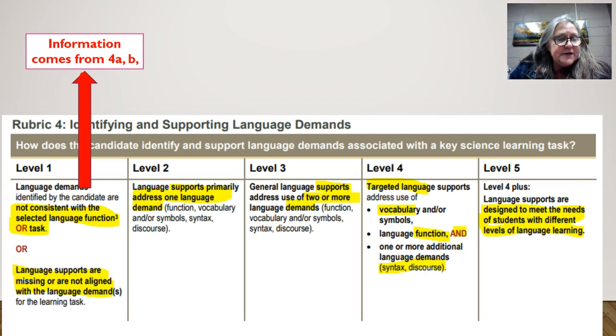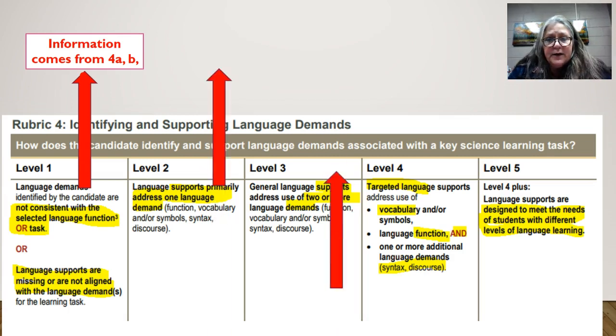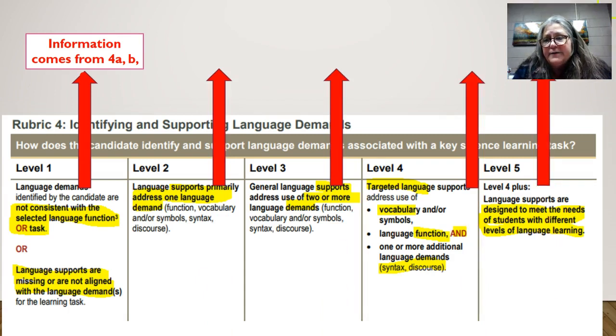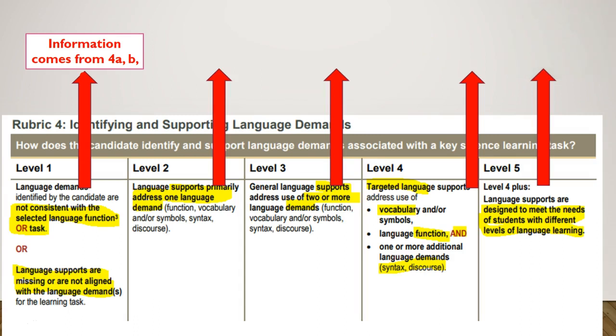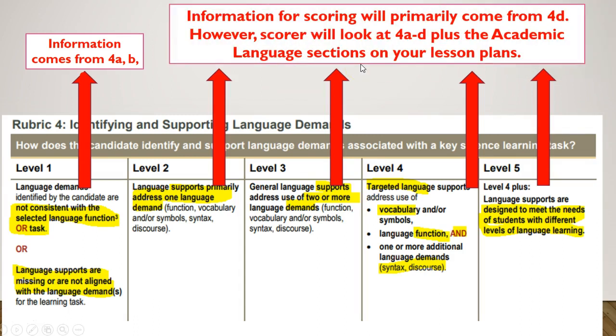And then if the supports that you suggest or describe are missing, which means if you didn't do 4D, or if you didn't understand what you were doing in 4D, or if they're not aligned with the demand, then that's also an automatic 1. Level 2, 3, 4, and 5. All of that information comes from 4A through D, but primarily it's going to come from 4D.